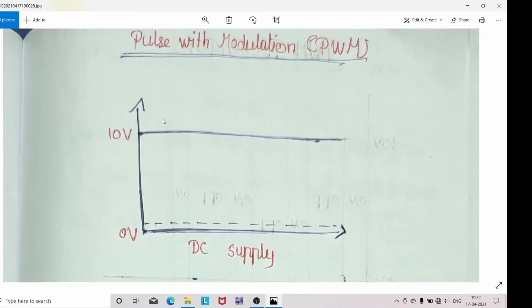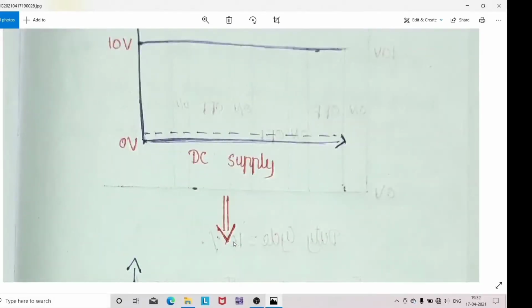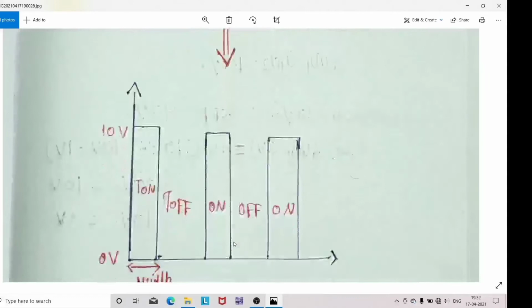PWM, we understand easily. So I take a DC supply. I take 2 voltages, 10 volts and 0 volts. 10 volts is high, the peak. You saw this. Then 0 volt, and time on the x-axis. The DC supply is constant.